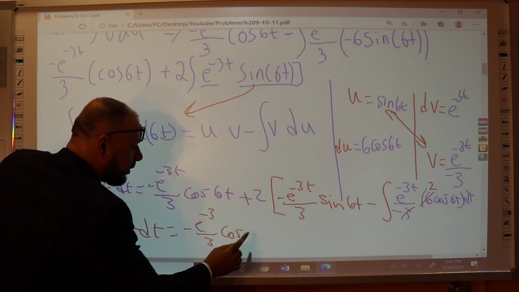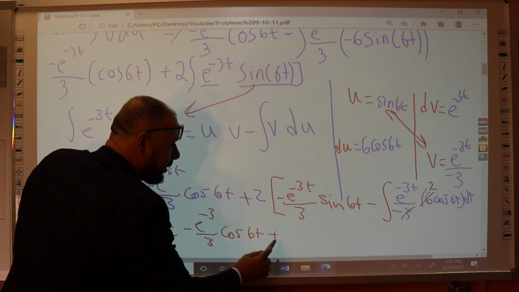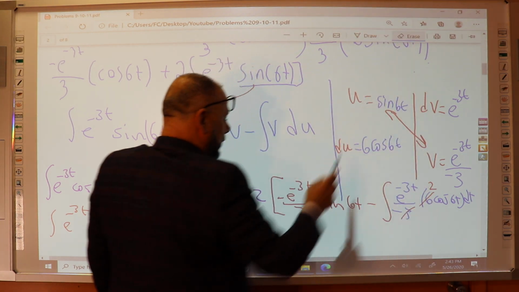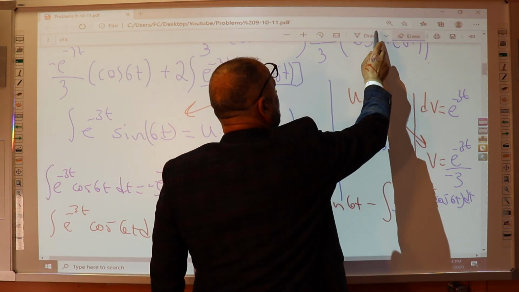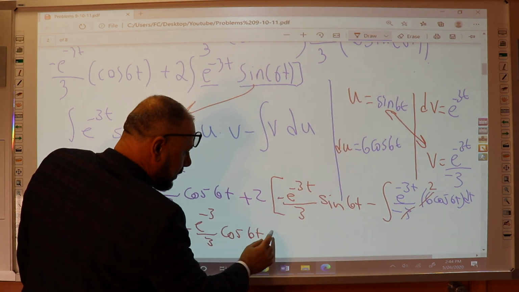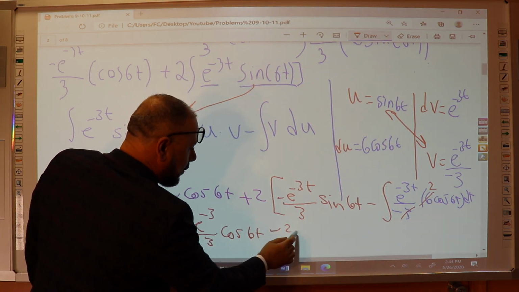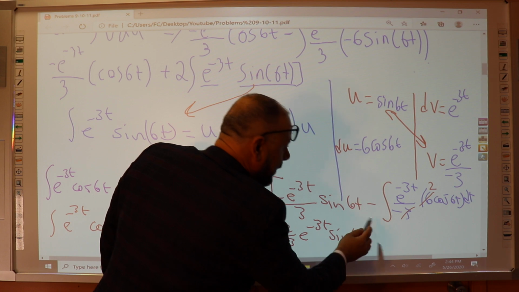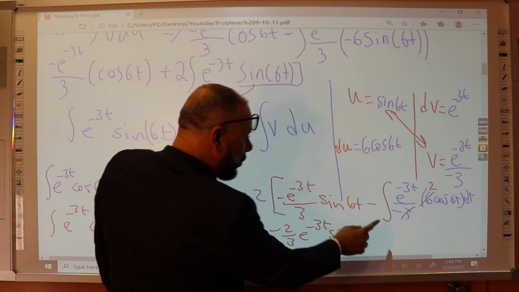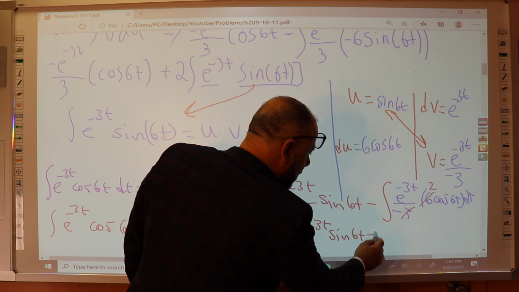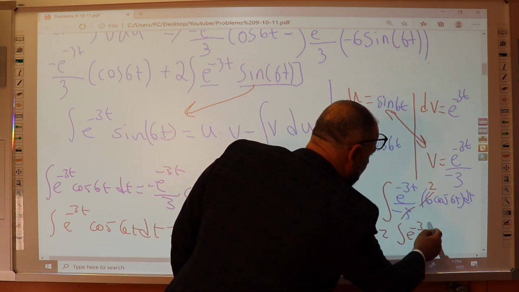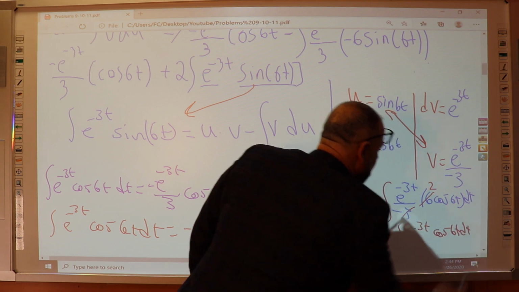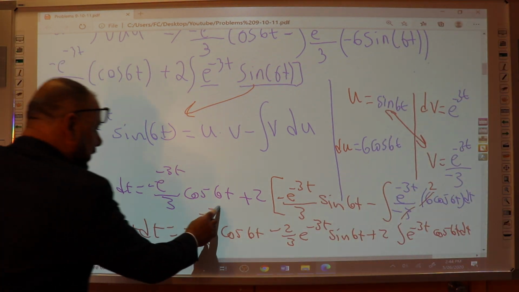3 cosine 6t, right? Plus, minus, what? 2 thirds there, e to the negative 3t sine 6t, and here minus positive 2 out, the integration of e to the negative 3t cosine 6t dt. Okay, it's negative 3t.